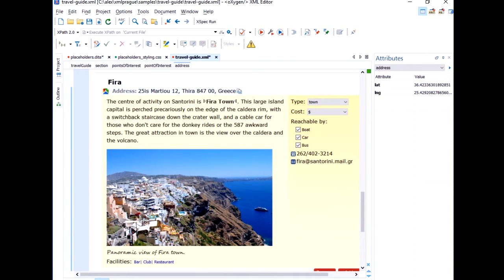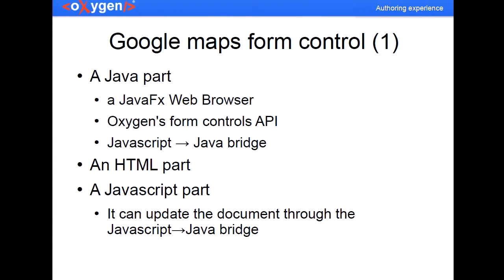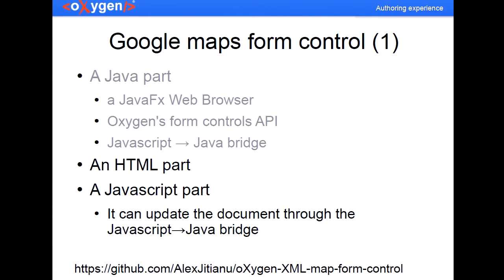Okay, so how I did that is through a custom form control that has a Java part. And in this Java part, I am using a web browser. I'm using Oxygen form controls API to be able to put that form control there. And I also have a JavaScript to Java bridge. That's how my JavaScript will be able to modify the document in the author mode. And what's important is that it has an HTML part and a JavaScript part that can, like I said, update the document.